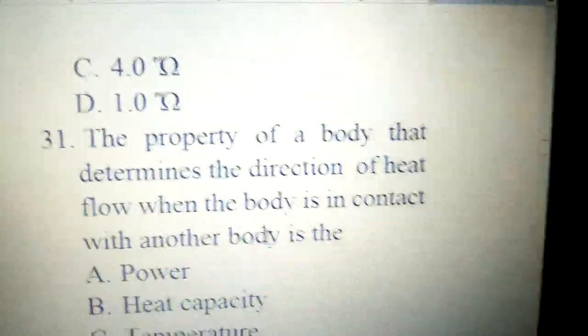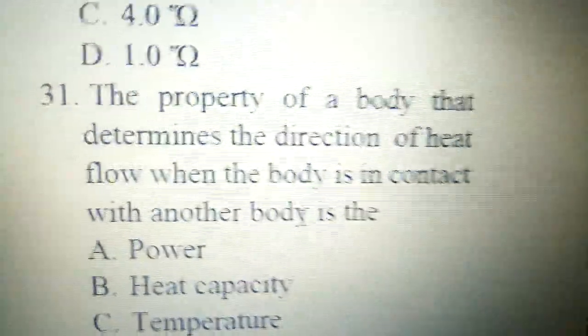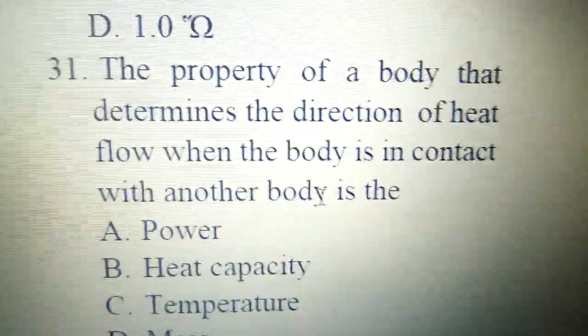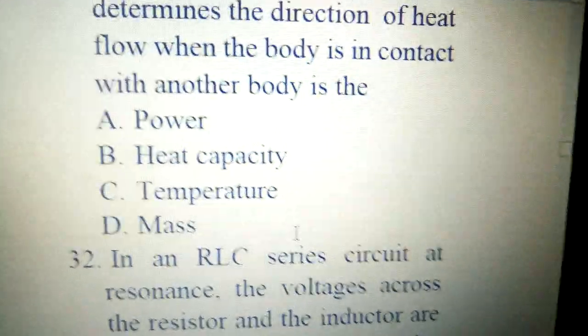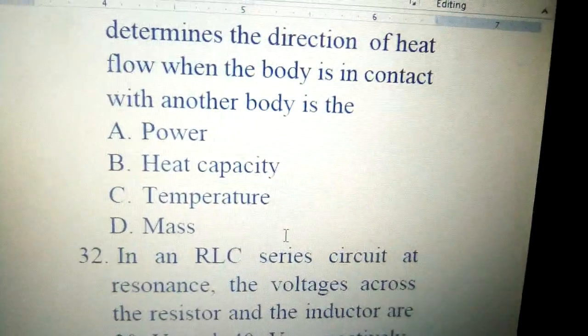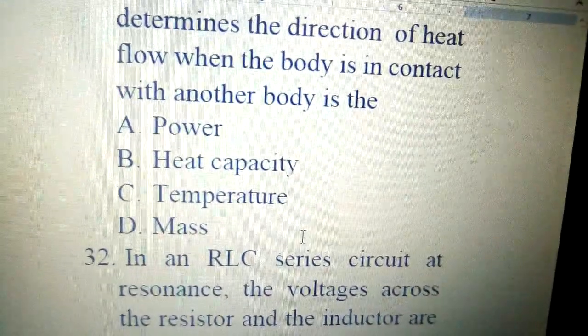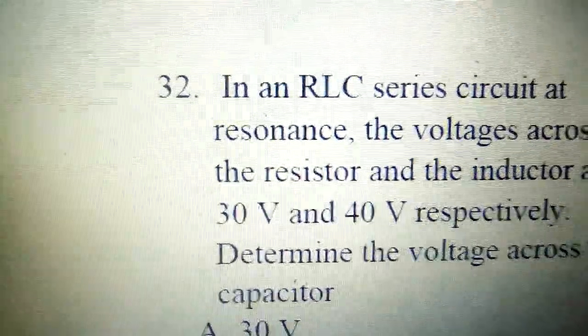Number 31. The property of a body that determines the direction of heat flow when the body is in contact with another body is: option A, power, B, heat capacity, C, temperature, and D, mass. The answer to the question is temperature, option C, to number 31. So we'll go to number 32.